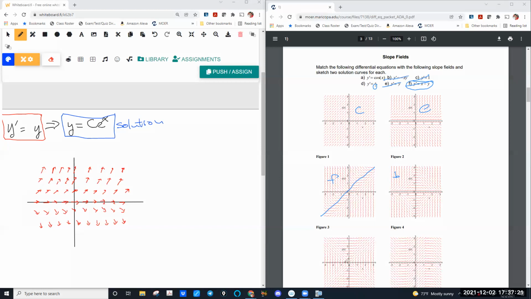So what does that leave for figure 3? Very nice. And by process of elimination, and you guys probably would have gotten this one anyways, right? This one has to be A. And we can kind of see the sinusoidal curve in the slope field. Nice job, guys.